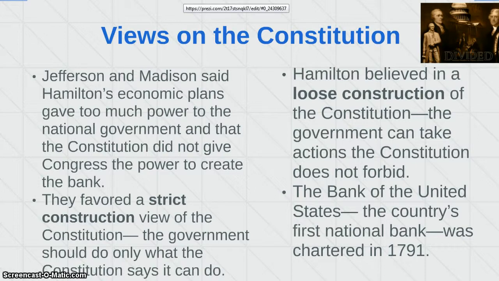You can do things like create new cabinet posts and create new and different laws that aren't directly stated in the Constitution. So this is a big point of contention. This is a big debate that would go on.